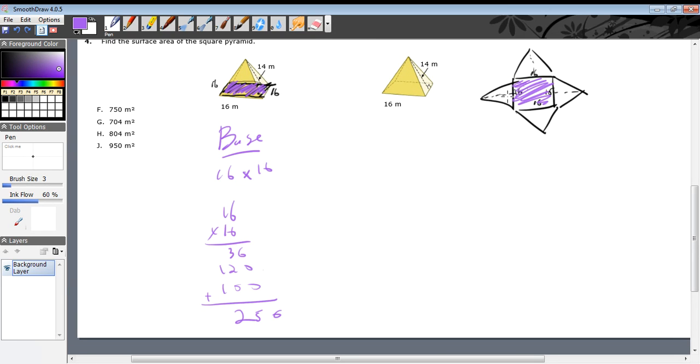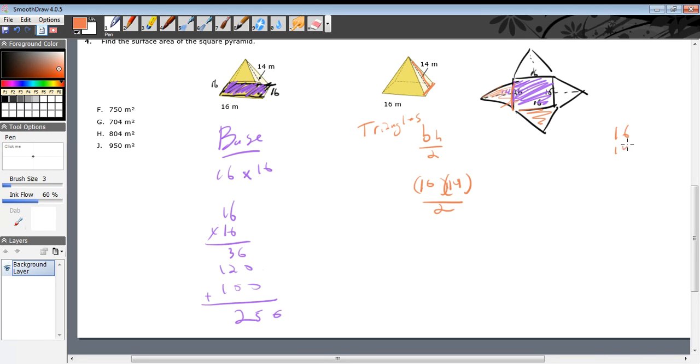Now this one here, let's see. So if this is 14 right here, and this is 16, we're going to use this formula: base times height divided by 2. The base is this right here, 16, and the height of the triangle is 14. So it's going to be 16 times 14, and then divided by 2.